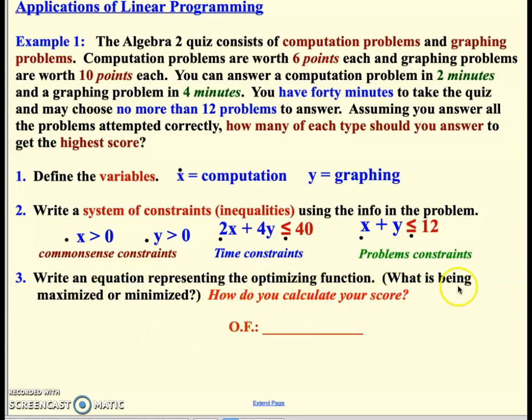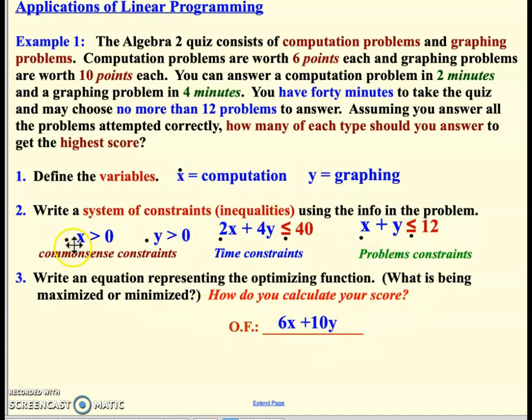What is being maximized or minimized? Calculate your score. The question was, how many of each type of question should I answer to get the highest score? Well, highest is going to be a max concept, so we're going for max. But how do you calculate the score? That's, of course, based on the point values. What points are assigned to each of them? So you've got 6 for your computation and 10 for your graphing. Whatever combination I would do, I plug it in for x and y, and that would then calculate my score. Now we are set up, ready to go.